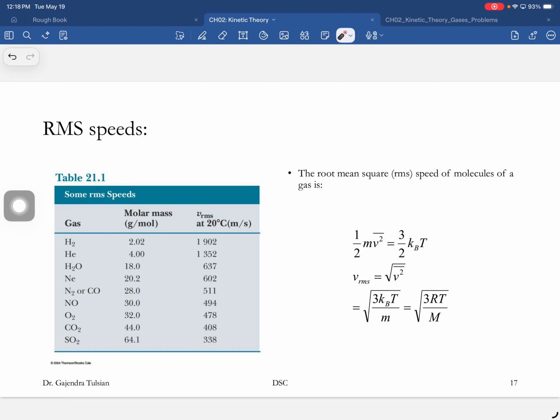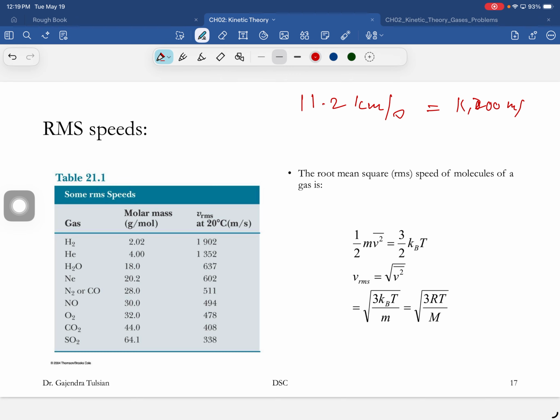So these things are useful for the following reason. What is the escape velocity from Earth? 11,000 meters per second. Very good. 11.2 kilometers per second, 11,200 meters per second. So what did we say our air contained?